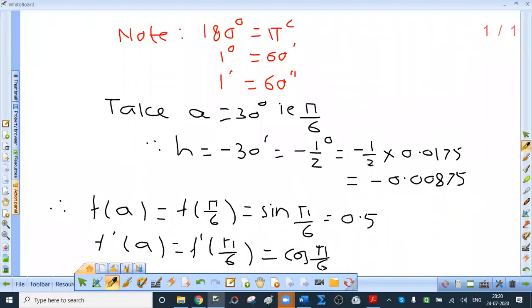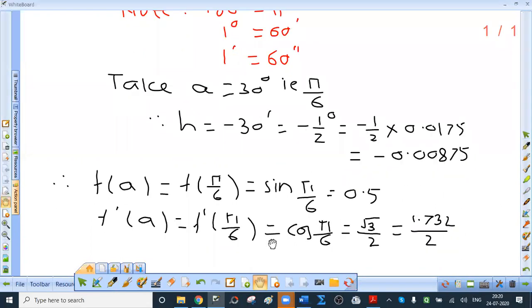Now you should know that what is cos 30 degrees? It is root 3 upon 2. Don't argue that, sir, we are given root 3. So how come root 3 by 2? We are asked to take root 3 as 1.732. But cos 30 degrees is root 3 by 2. Okay. So it is 1.732 divided by 2. Now find out.